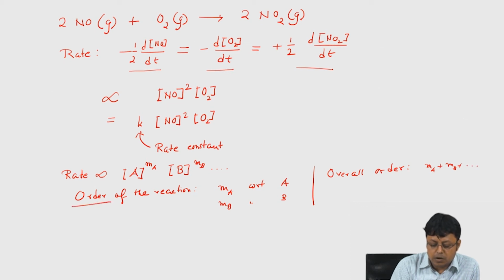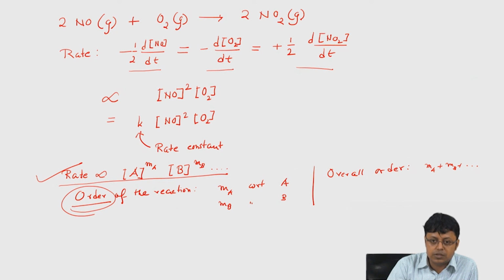But remember that the order of the reaction has a meaning only when we can express the rate like this. But again remember that this expression we can only get from experiments. This has nothing to do with theory, it is an experimentally determined quantity. So, the order has a meaning only when the rate can be expressed in terms of some proportionality, it is proportional to the concentrations of the reactants, and then only the order has a meaning.